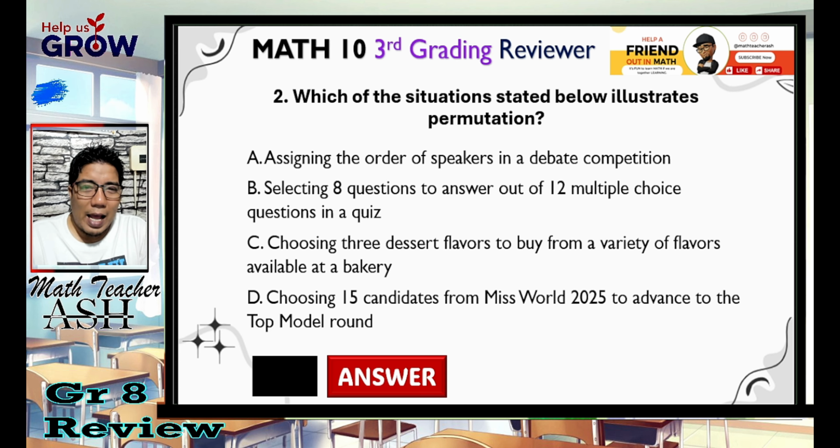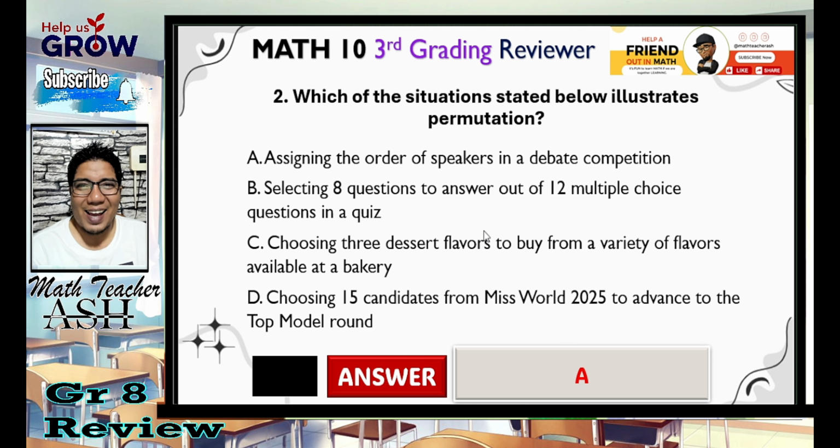Alright, my dear math learners, talking about permutation earlier, we knew that permutation is an arrangement of objects where order matters. So therefore, among these 4 choices given, the only choice that has an implication of where order is important is letter A. Very good. Assigning the order of speakers in a debate competition. The other options, B, C, and D, don't consider the order, because as long as you take out a certain amount of numbers from the given pool. So let's check whether we are correct. Alright, easy, right? So now let us go to question number 3.